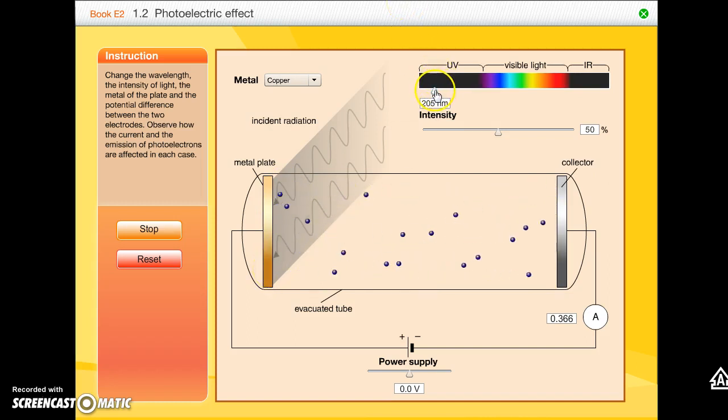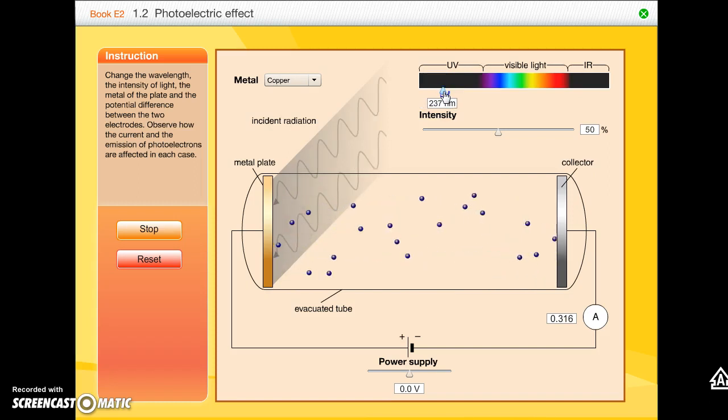Okay, so it seems like 205 nanometers is already short enough. But what if we make it 214, 220, 231, 237? Still okay, isn't it? There are still photoelectrons.